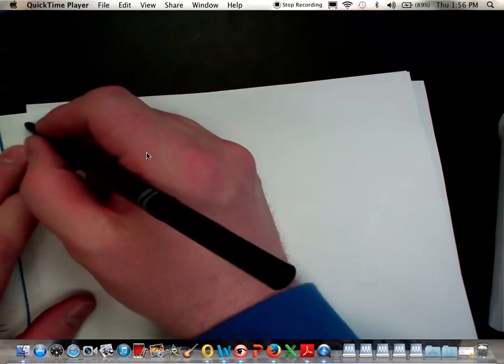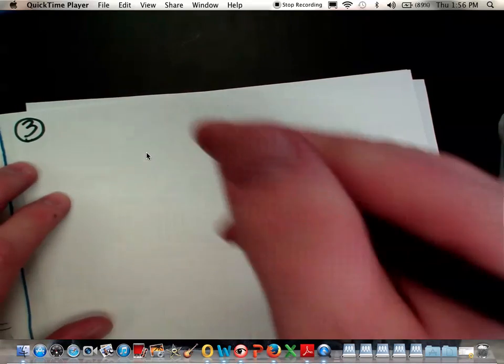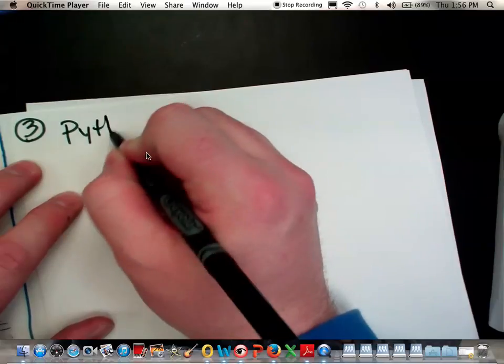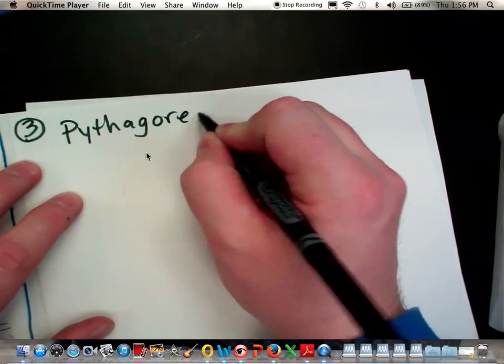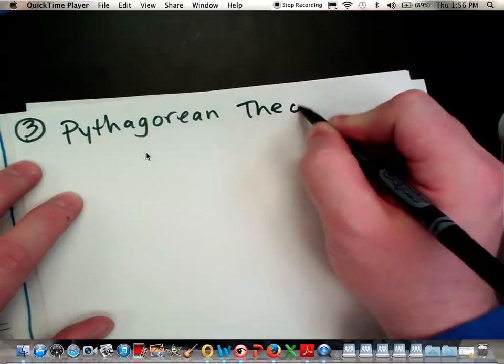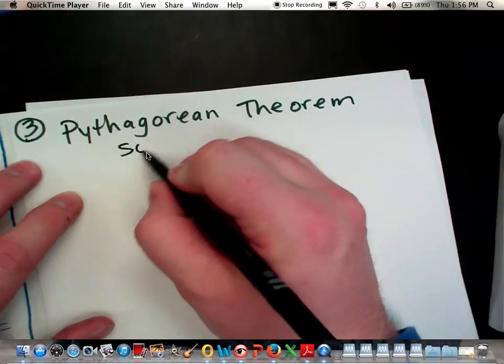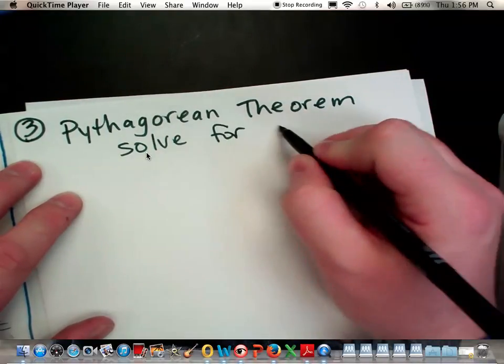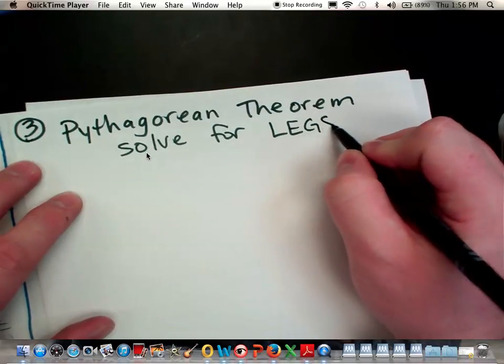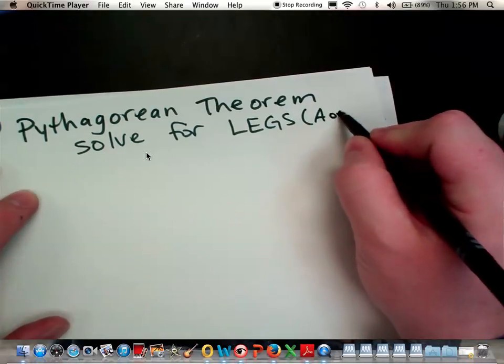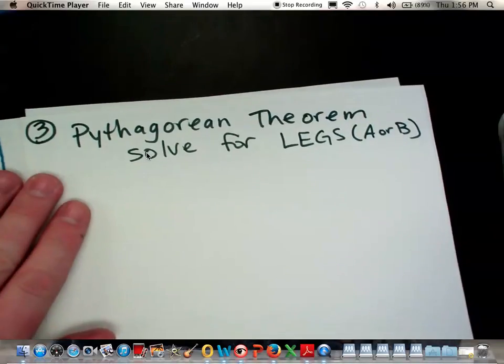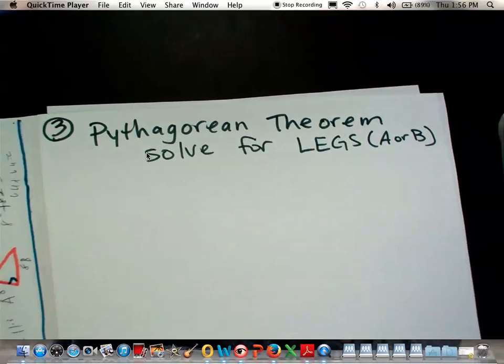Theorem, and we're going to make sure we put a number 3 up there. This is using our Pythagorean theorem. What we're going to do with these is solve for legs, which are A or B. Solve for the legs. Not the hypotenuse this time, but the legs. There are 3 very easy steps that we're going to use to solve these problems, and when we do these 3 easy steps, we'll be able to get these.